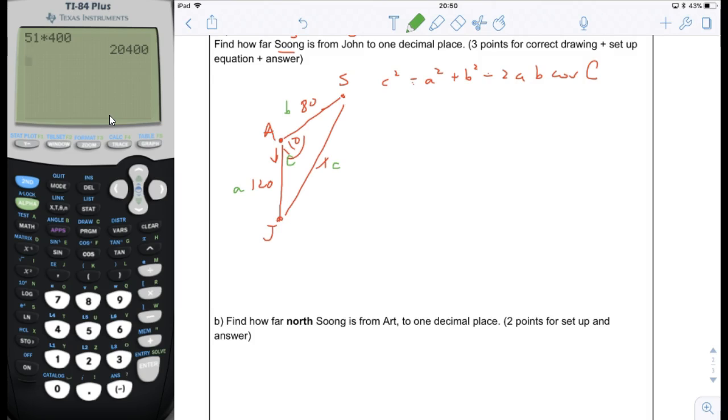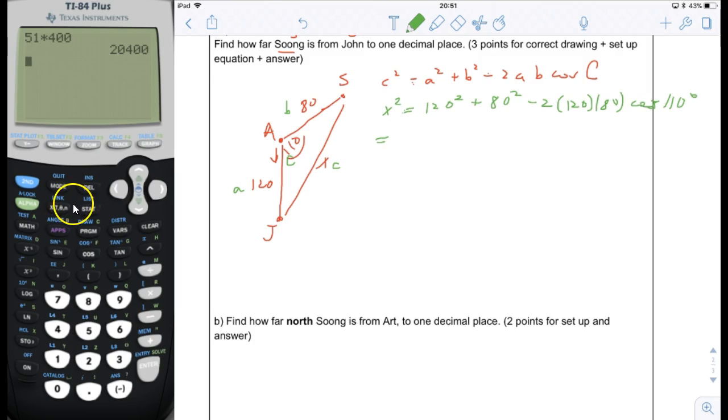So little c is going to be our x squared. A squared plus b squared would be 120 squared plus 80 squared. Minus 2ab would be minus 2 times 120 times 80. And that would all be times the cosine of big C. Big C is 110 degrees. Okay? Now, let's just put all this in the calculator.